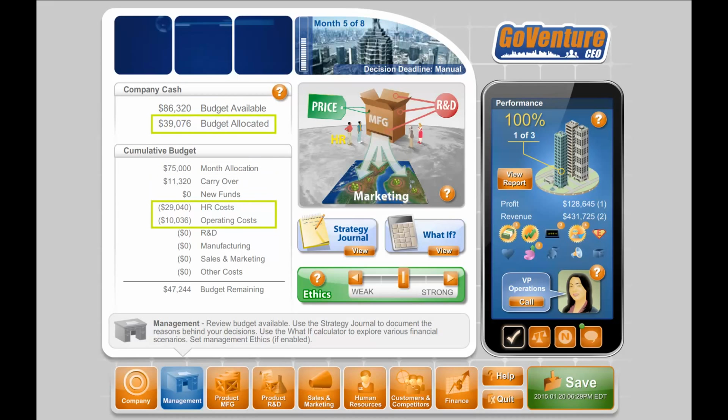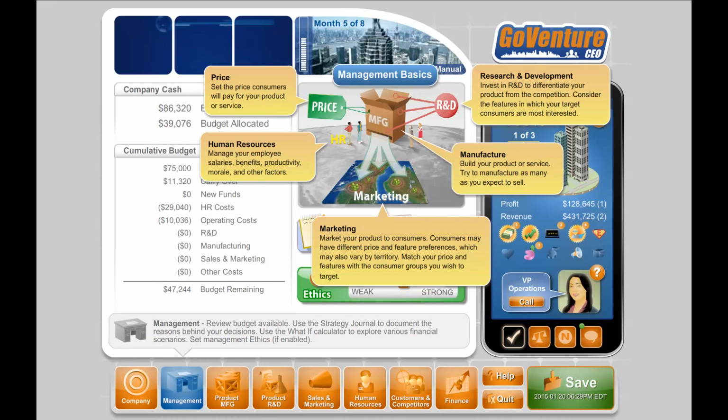Some of these funds have already been allocated in terms of operational costs and so on. You can allocate the remaining budget to the various areas of your business. You cannot spend more than your budget. This infographic explains some of the investment options that are available to you. Scroll over the graphic with your mouse to make these descriptive text boxes appear.